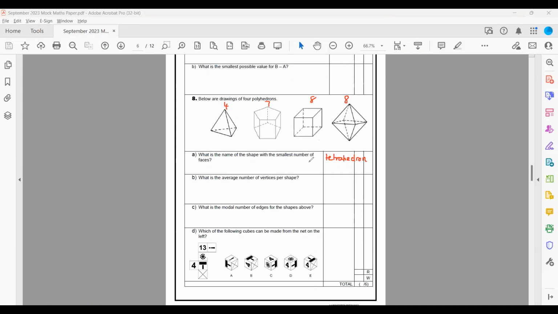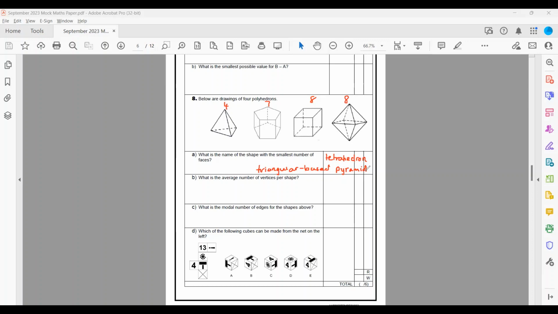I would not accept triangular pyramid because all pyramids have triangular faces. So please make sure if you're going to answer it, you say triangular-based pyramid. Okay, that would be the acceptable answer. I would not accept triangular pyramid because that is incorrect.